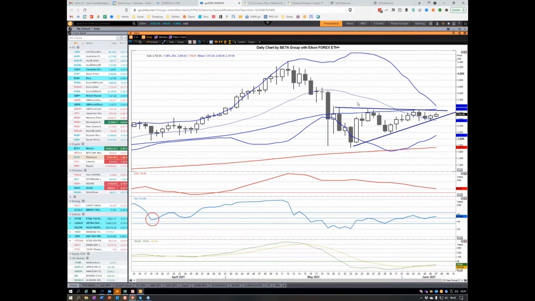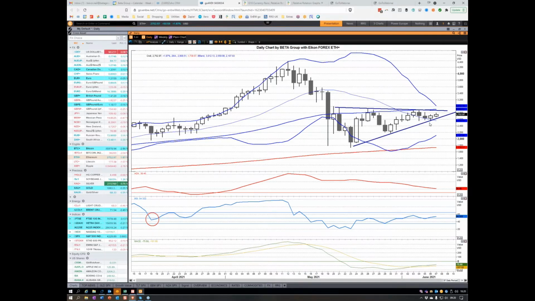If this breaks, then we measure the height of this pattern, and that would take us up nearly 6.5, right back to this high here of the middle of May. And so I'm quite excited about that. I'm going to watch this carefully. The indicators are looking good. The RSI is holding up positively. The MACD is too. And so watch for the breach.